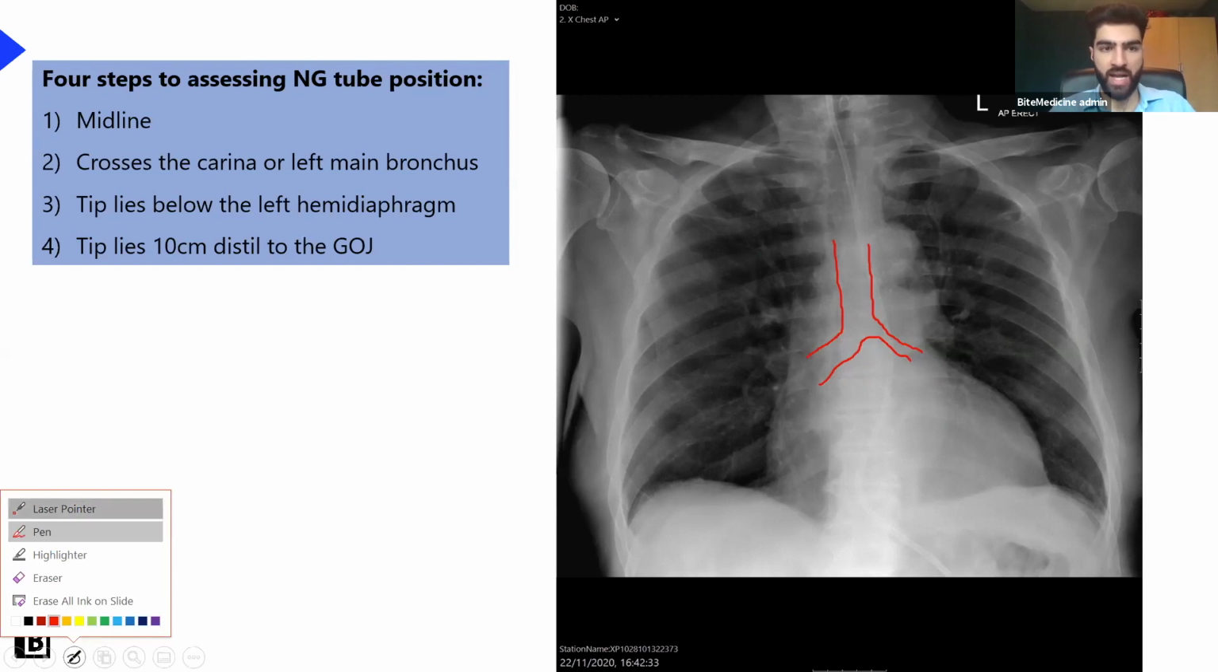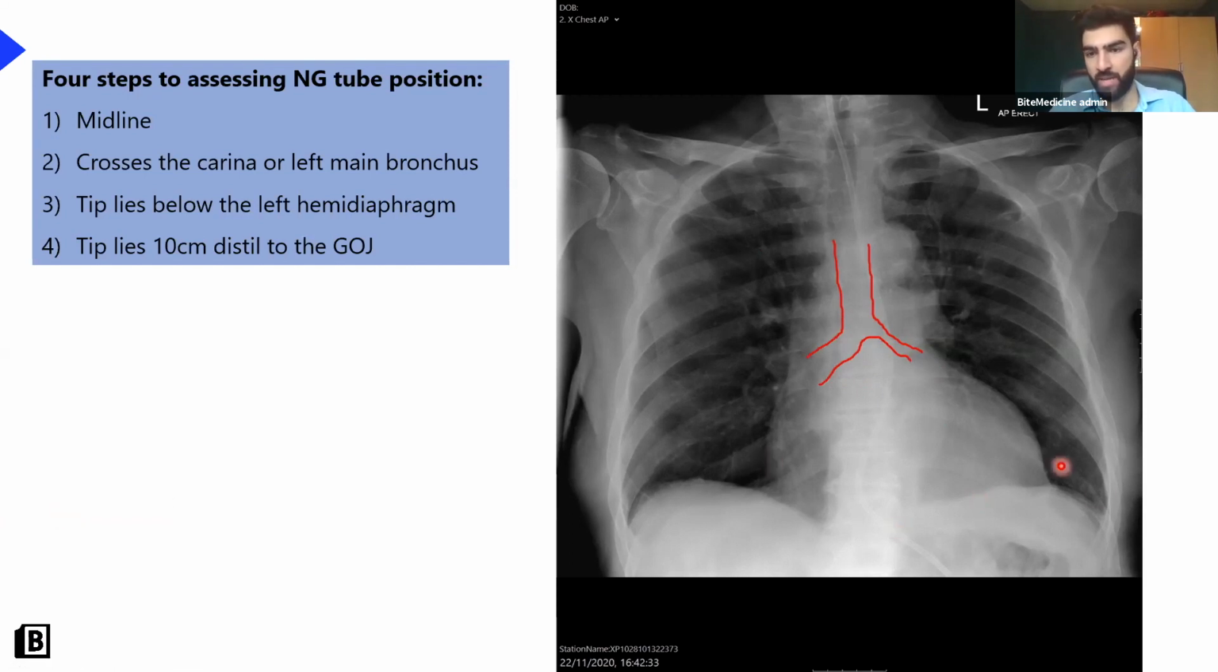Does the tip lie below the left hemidiaphragm? This is the left hemidiaphragm here, and the tip is just cut off on this chest X-ray, but it does lie below the left hemidiaphragm. And the final thing is, does the tip lie 10 centimeters distal to the gastroesophageal junction? The gastroesophageal junction is the point where the esophagus meets the diaphragm, so it's somewhere here. Again, we can't properly assess the measurement on this chest X-ray because we can't see the tip, but all other factors considered, this is an appropriately positioned NG tube.